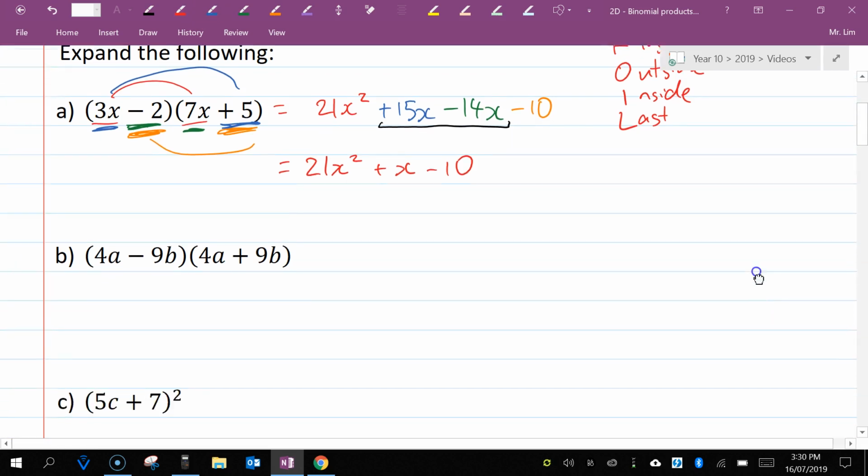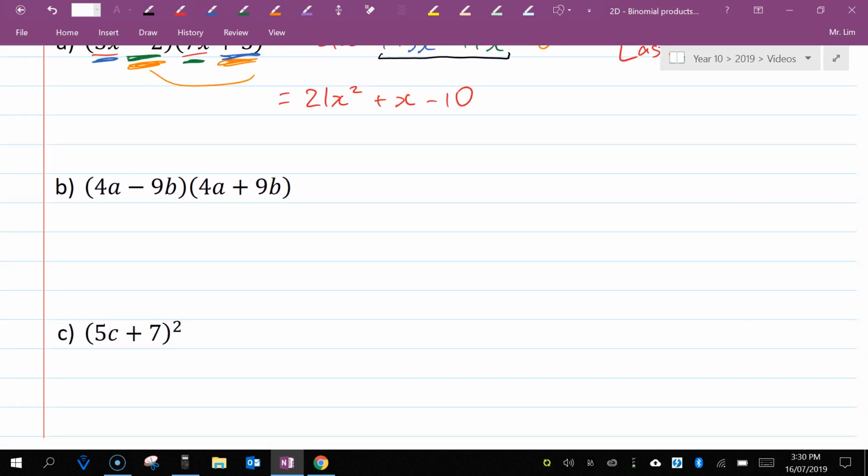In question B, we have a difference of 2 squares. They look exactly the same, except the signs in the middle are opposite. One of them is a minus, the other one is a plus. So whenever we have a difference of 2 squares, we can use the FOIL method, but it's quicker not to do that. It's quicker to know the shortcut, which is to square the first term. 4a squared, all squared, is 16a squared. Put a minus sign, square the last term. 9 squared is 81, b squared. And that's it.